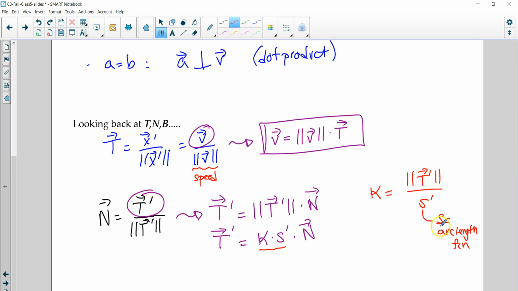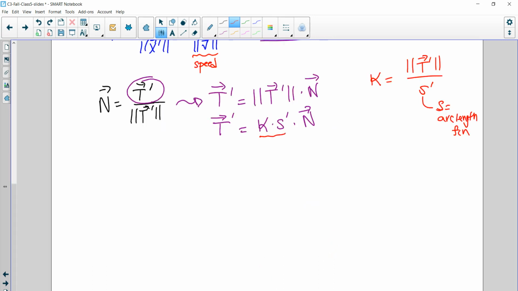Okay, not to be confused with position, because sometimes we use s of t for position. So that's where that little bit came from. Okay, going just a step further.